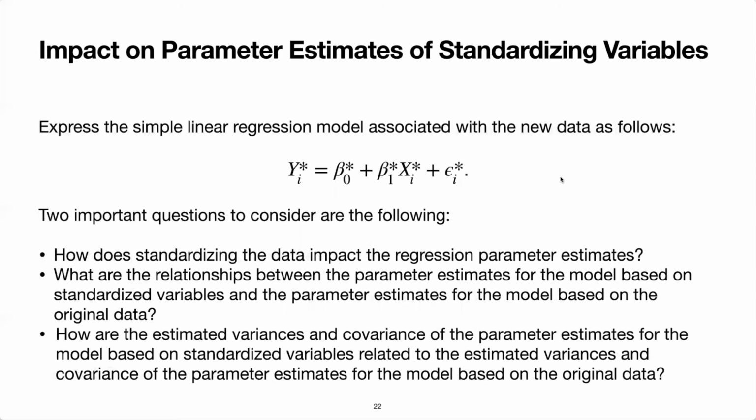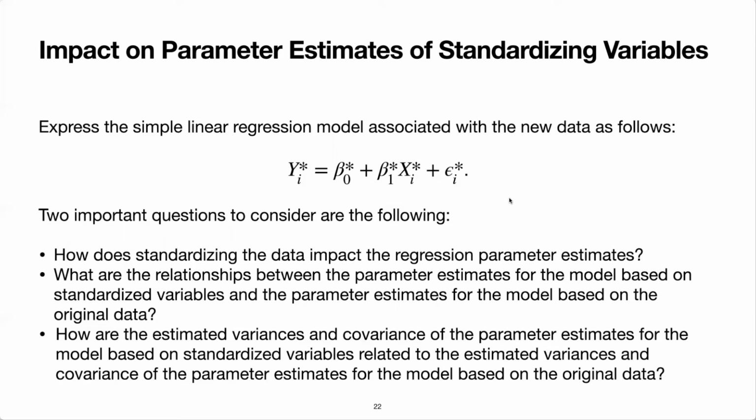Then let's express the simple linear regression model associated with the new data as follows: y sub i star equals beta 0 star plus beta 1 star times x sub i star plus epsilon sub i star.